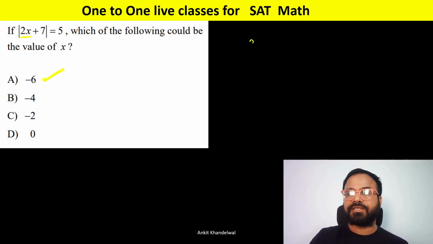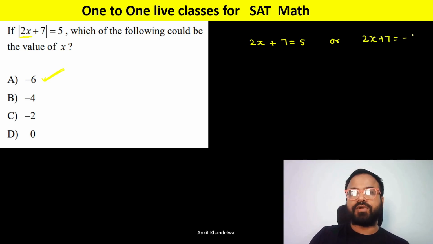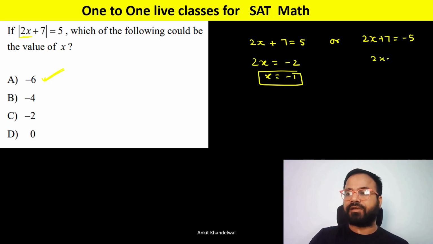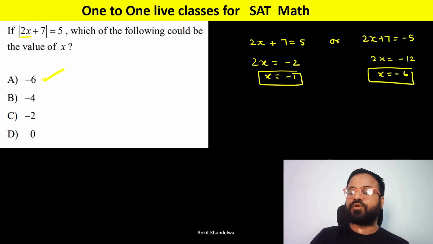Or if you want to solve this, 2x plus 7 equals 5, or 2x plus 7 equals negative 5. So 2x equals minus 2, so x equals minus 1. Minus 1 will also work, and 2x equals negative 12, so x equals negative 6. Both of them will work, negative 6 and negative 1, but negative 6 is given, so that is the correct answer.